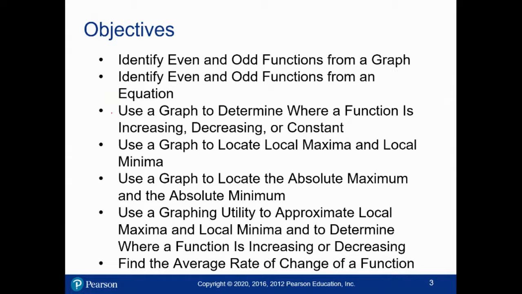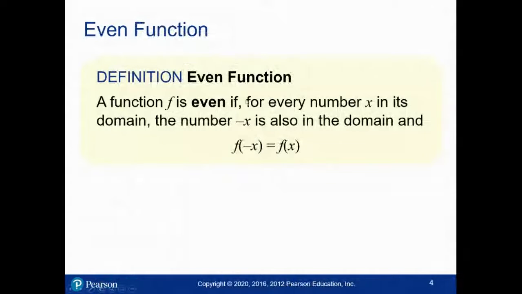We want to be able to identify where a function is increasing or decreasing or constant. We want to find local maxes and local mins. This is where a function is the biggest or smallest it can be. We want to find absolute maxes and mins, so there's going to be a difference between what a local and absolute maximum is. We want to use graphing utilities to approximate where these occur, and we want to find average rates of change of functions. So there's a bunch to get through, so let's go ahead and get started.